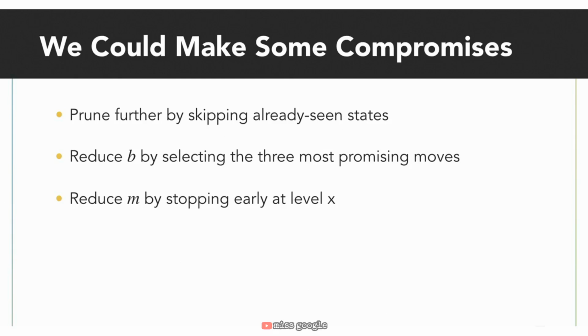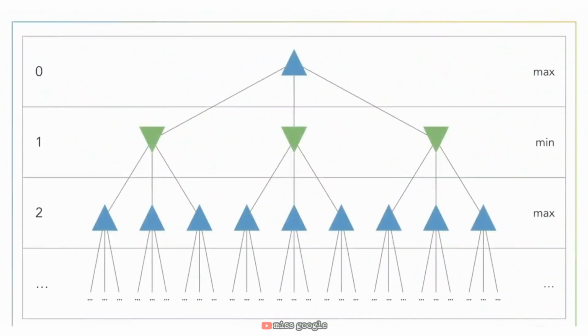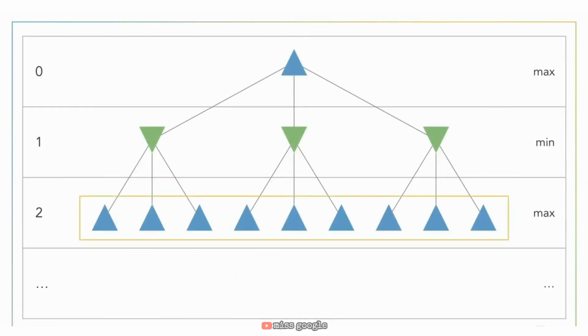And this is what depth-limited search is all about. For example, let's say that we intend to stop at level 2 if we haven't found a terminal state yet. This would leave us with a 3-level tree. But we have a problem here. How are we going to get the values for these bottom nodes if they aren't terminal nodes?